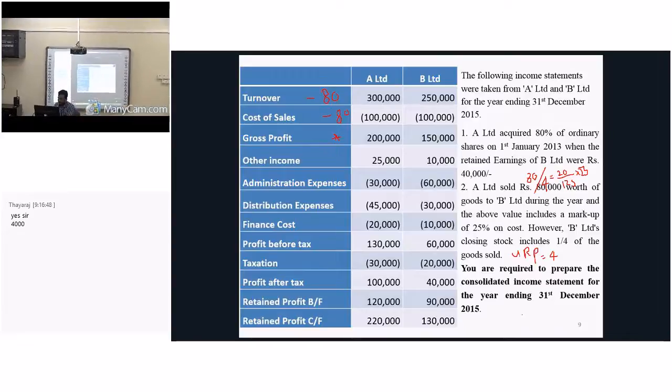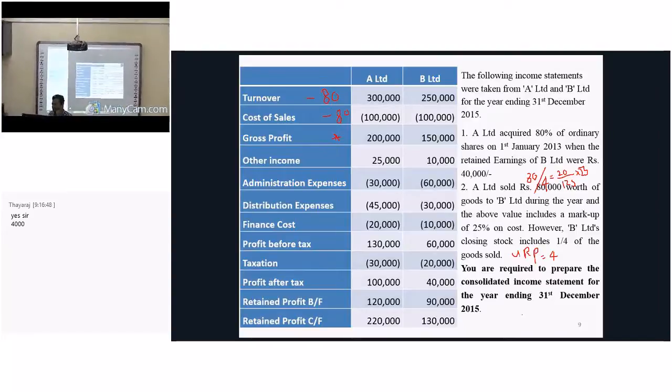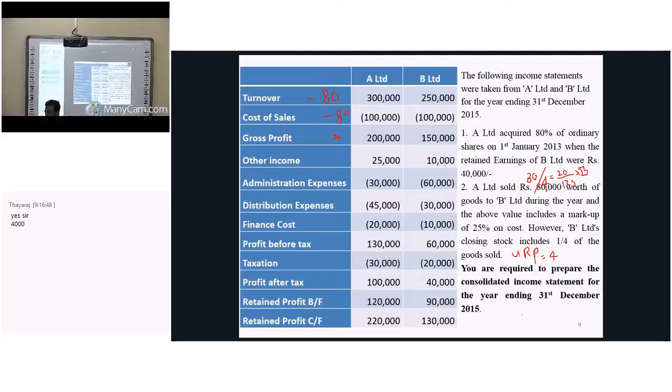Now, what is double entry? If it is in the balance sheet, retained earnings debit, consolidated is who sold it? A Limited. Parent sold to subsidiary. Therefore, consolidated retained earnings debit and credit to consolidated stocks.